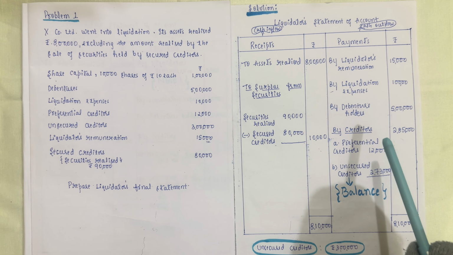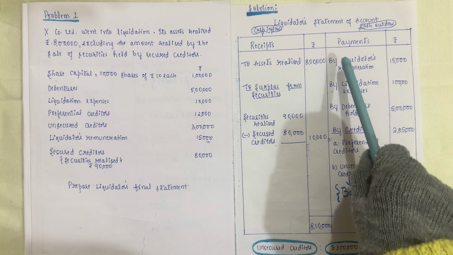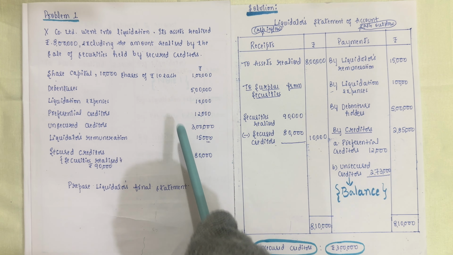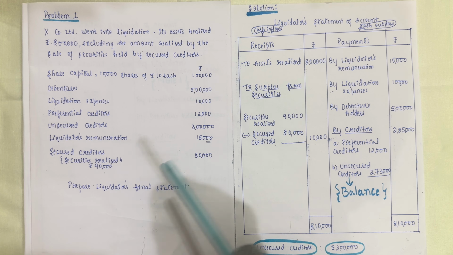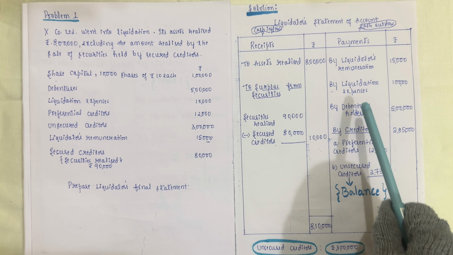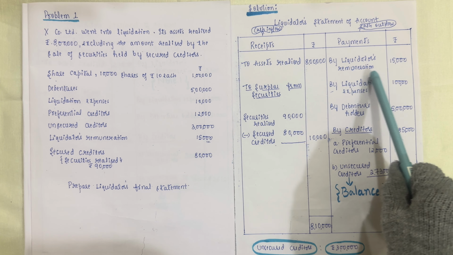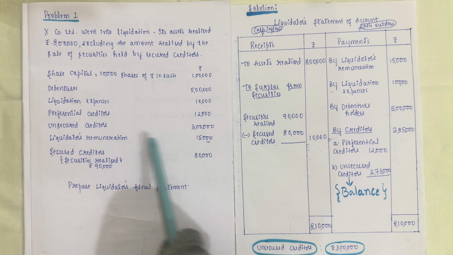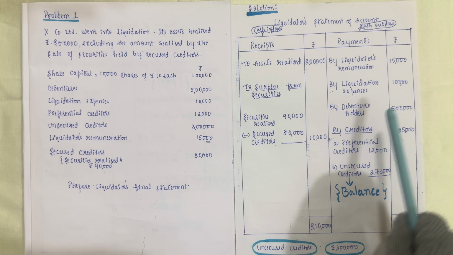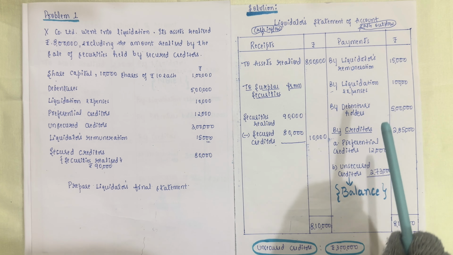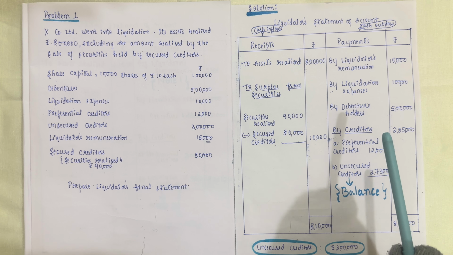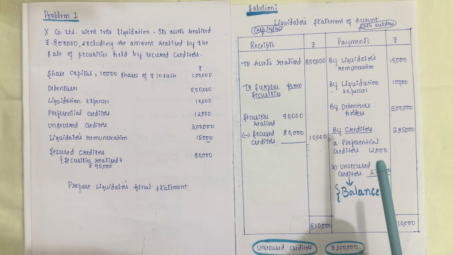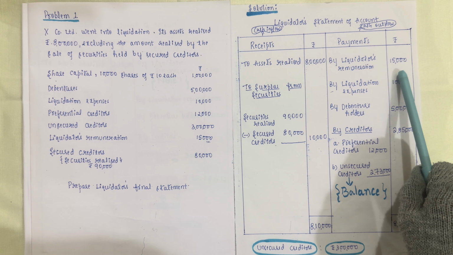If you take the payment side, firstly we have legal fees. Do we have legal fees in this problem? We don't, so you just ignore. Next, the priority is liquidator's remuneration. If you look into the question, they have given liquidator's remuneration. How much is that? 15,000. The same 15,000 I'm writing here. Usually with respect to liquidator's remuneration, we may have to calculate, but this is a very simple problem, so it is directly given and we are taking it as it is.